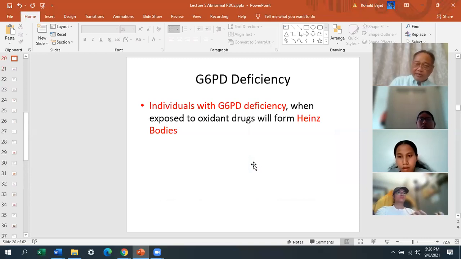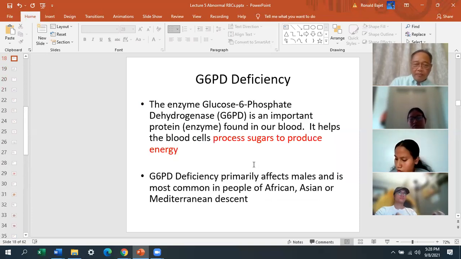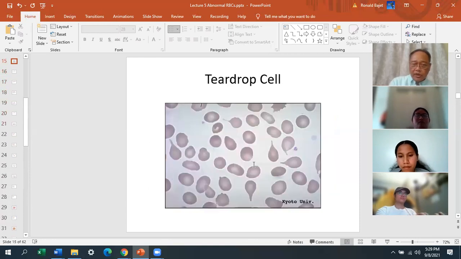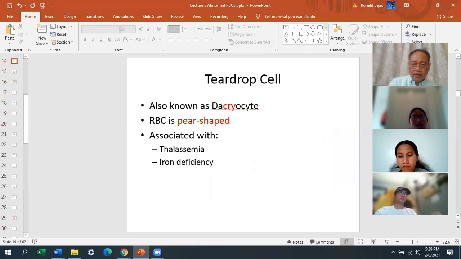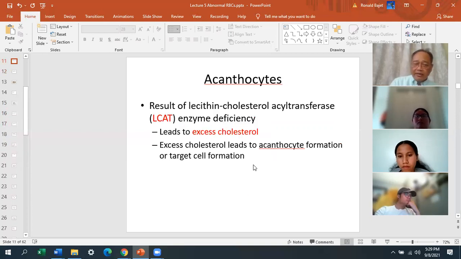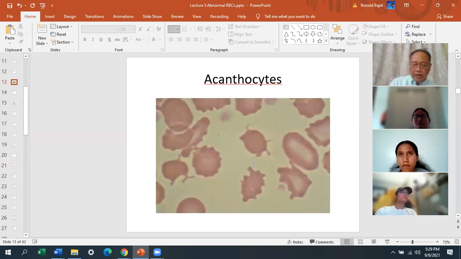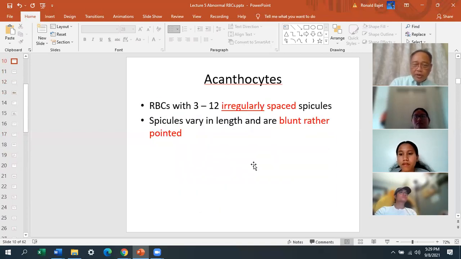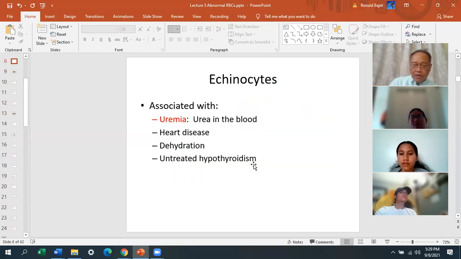G6PD, we've talked a couple times about G6PD and Heinz bodies and bite cells. You need G6PD to live, to produce sugars. Teardrop cell, dacryocyte. Acanthocyte, two conditions: abetalipoproteinemia and LCAT deficiency. Acanthocytes look like fingers, finger-like projections, as opposed to echinocytes, which are all over the surface of the red blood cell. Echinocytes are formed when there are water conditions like dehydration or excess water in the blood. Either way, you'll get some echinocytes. So you've got a water imbalance.